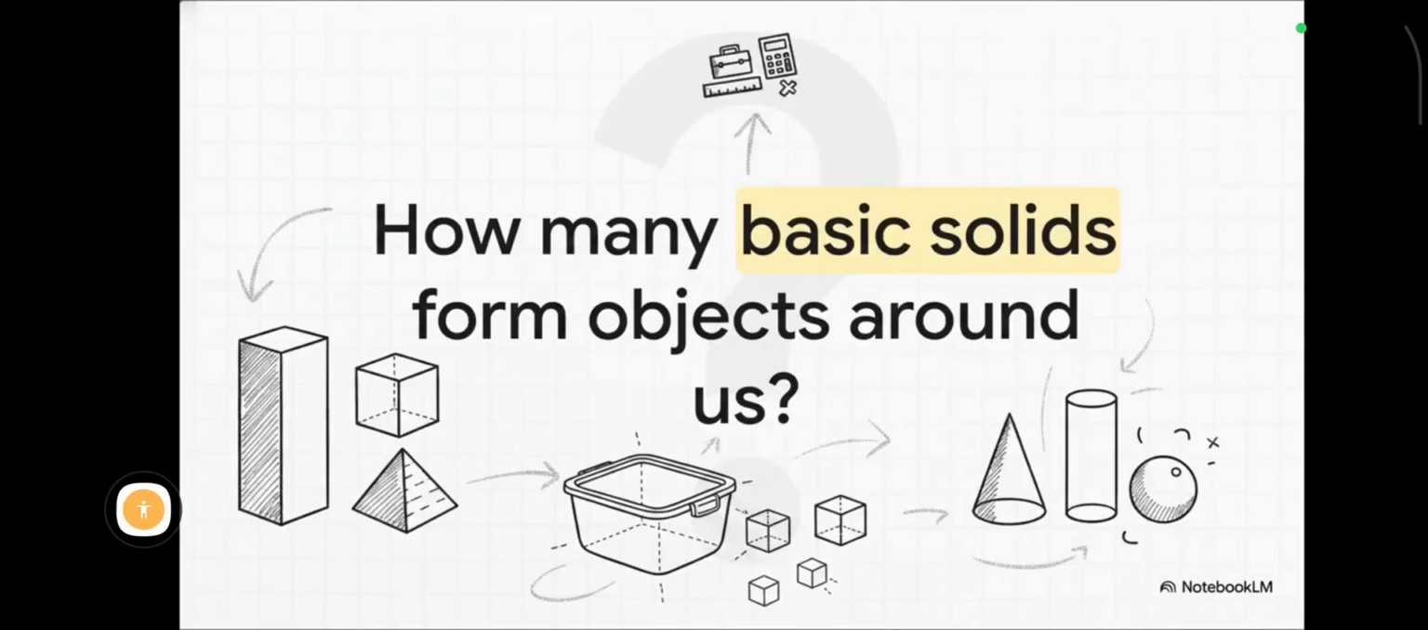That rule really changes how you view the physical world, doesn't it? You now possess the formulas to decode the capacity and the boundaries of almost anything around you. So I'll leave you with this thought. The next time you walk past a towering building, or honestly, even just look at a simple plastic storage container in your kitchen, how many basic solids can you break it down into?